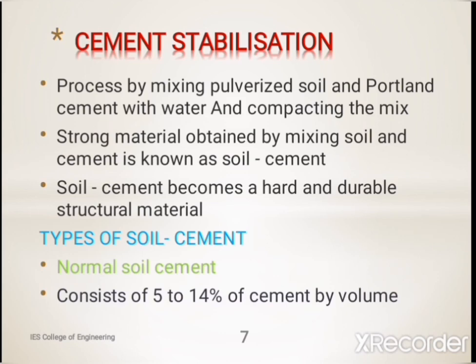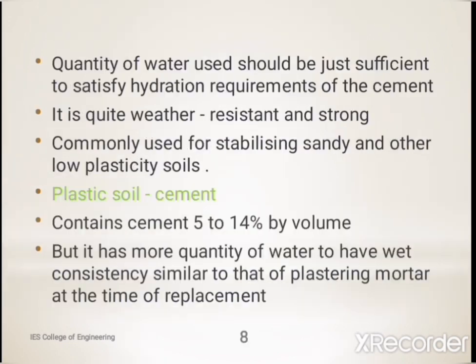The first one is normal soil cement. It consists of 5 to 14% of cement by volume. The quantity of cement mixed with soil is sufficient to produce a hard and durable construction material. The quantity of water used should be just sufficient to satisfy the hydration requirements of the cement and to make the mixture workable. What is the meaning of hydration?